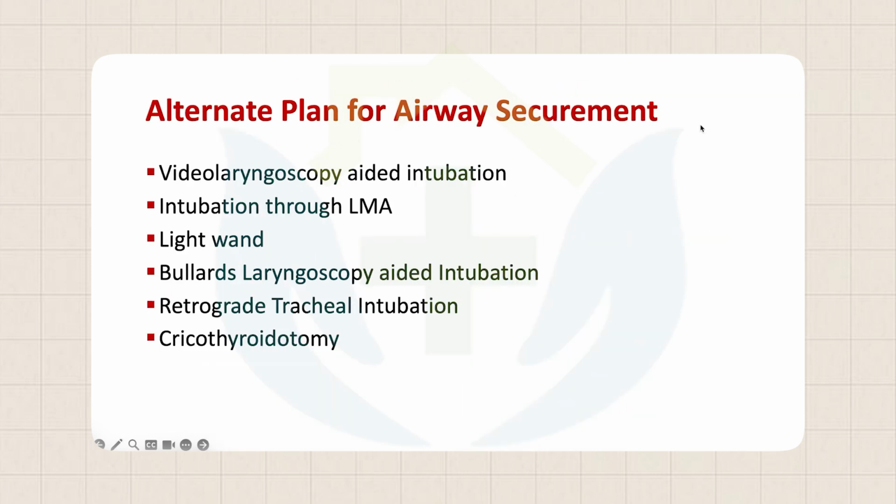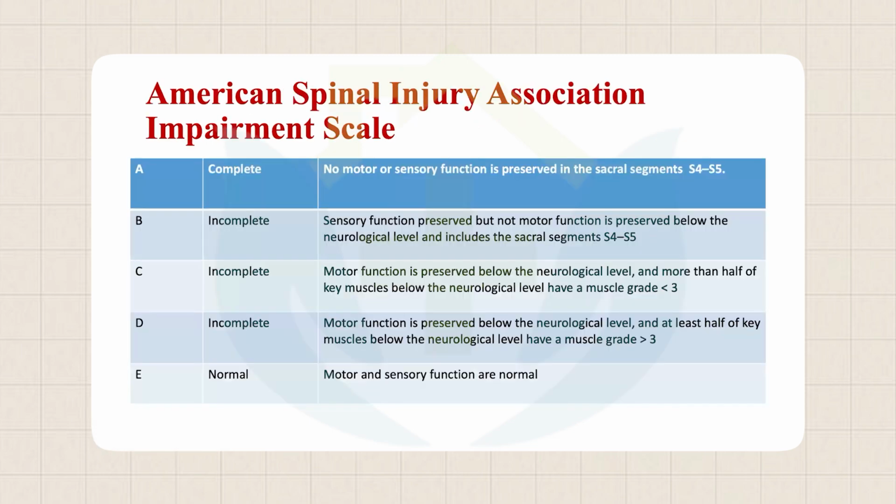Alternate plan, if you fail in intubating, we can use a light one. You can intubate through the laryngeal mask airway, or there are other techniques as well, but this is particular for the anesthesia part. What is the ASIA scale for spinal cord injury?